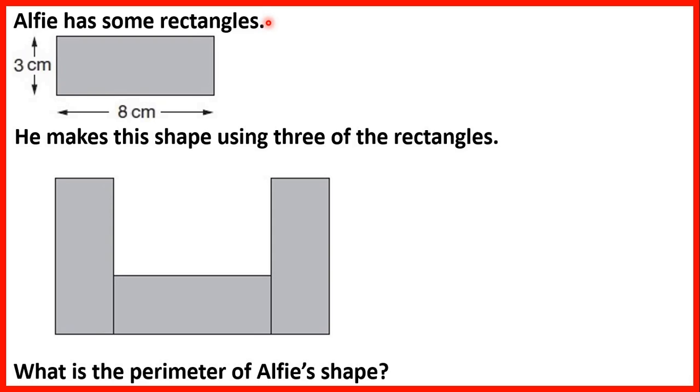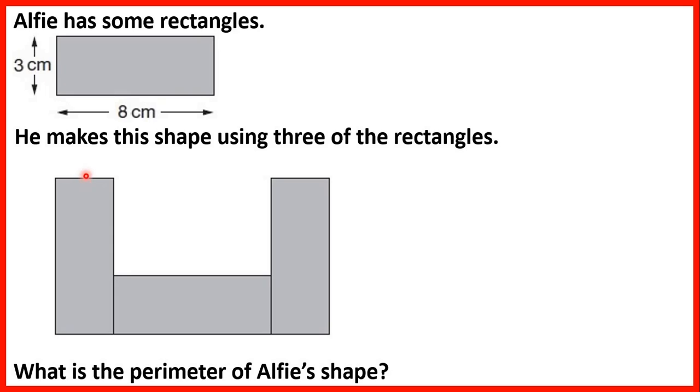Alfie has some rectangles, so we can see that the shorter sides are 3 centimeters and the longer sides 8 centimeters. He makes this shape using 3 of the rectangles. What is the perimeter of Alfie's shape? So we need to remember that the perimeter is the distance around the outside of the shape.